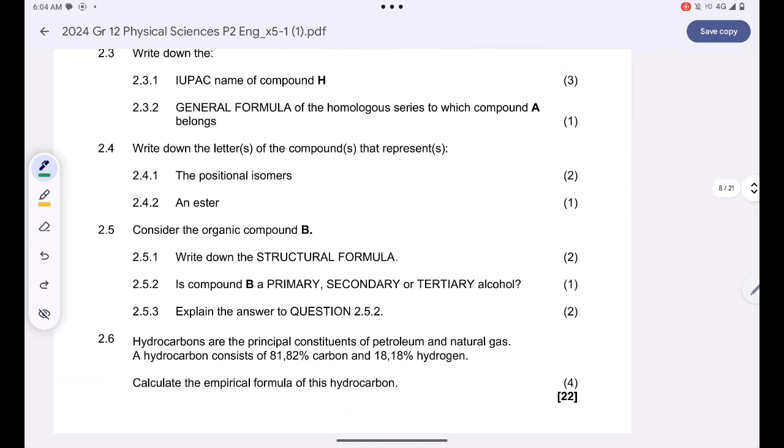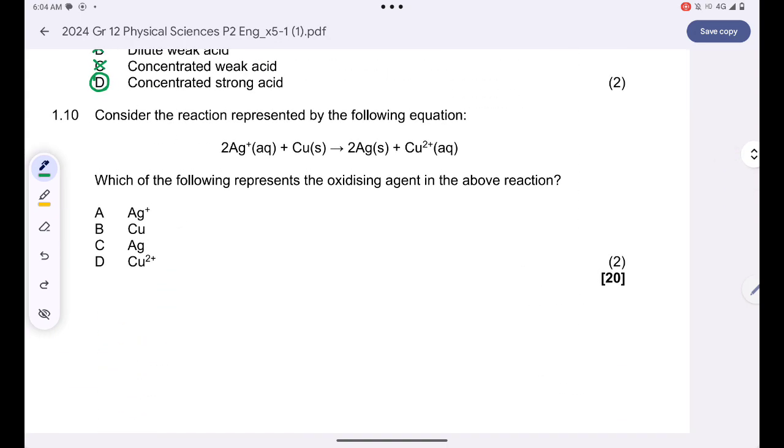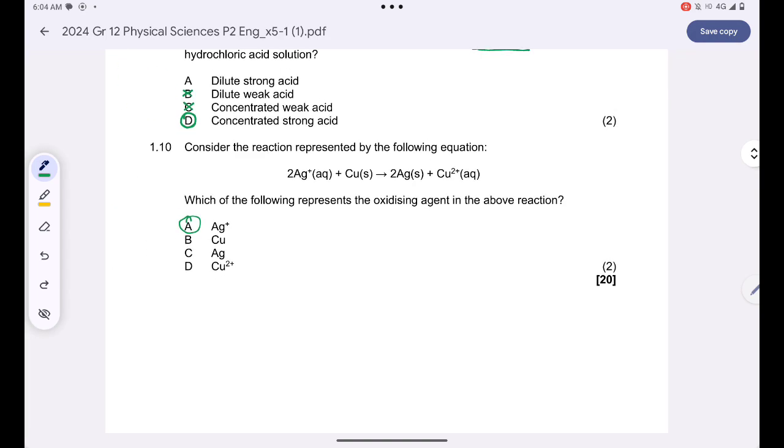Let's go and check over there. Option A, Ag plus is our oxidizing agent. So that's how, guys, we're supposed to tackle this question.